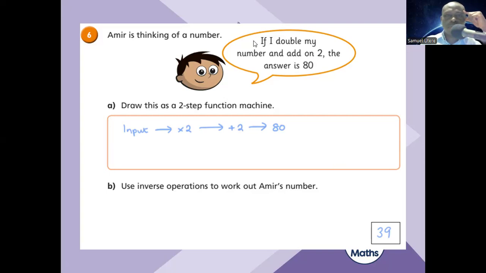So if we use inverse operations, we're going to do 80 minus 2, or subtract 2, which will be 78. And then divide by 2. 78 divided by 2 will give you 39. Which is this here.